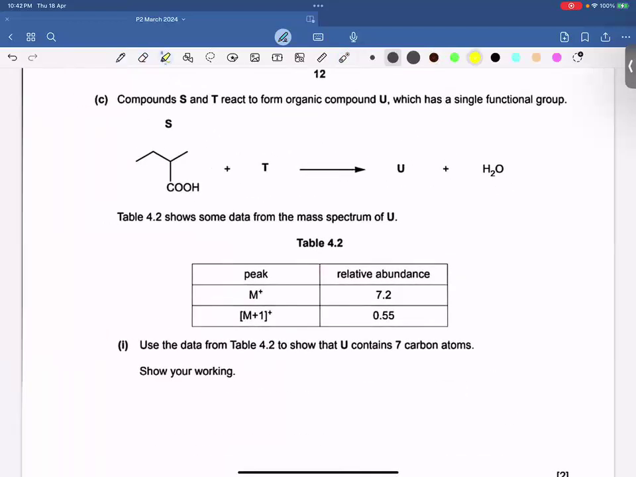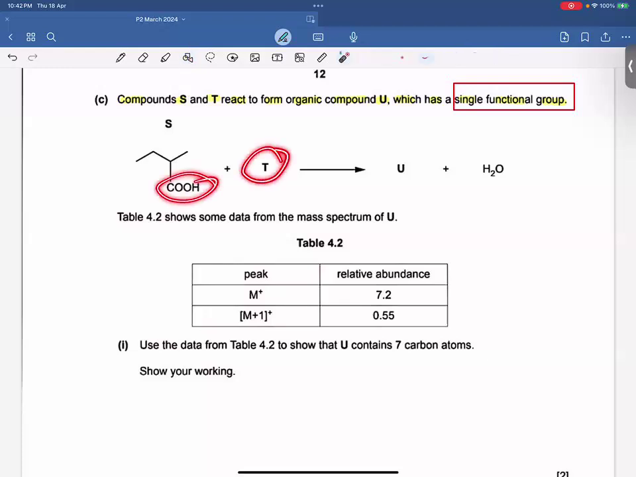Next part is C. Compound S in T reacts to form organic compound U, which has a single functional group. That single functional group is really, really important. That means it has only one functional group, not more than one. Now this carboxylic acid is reacting with T, converting into U along with the formation of water. When water is formed, this process is called condensation, right? Or esterification, right?